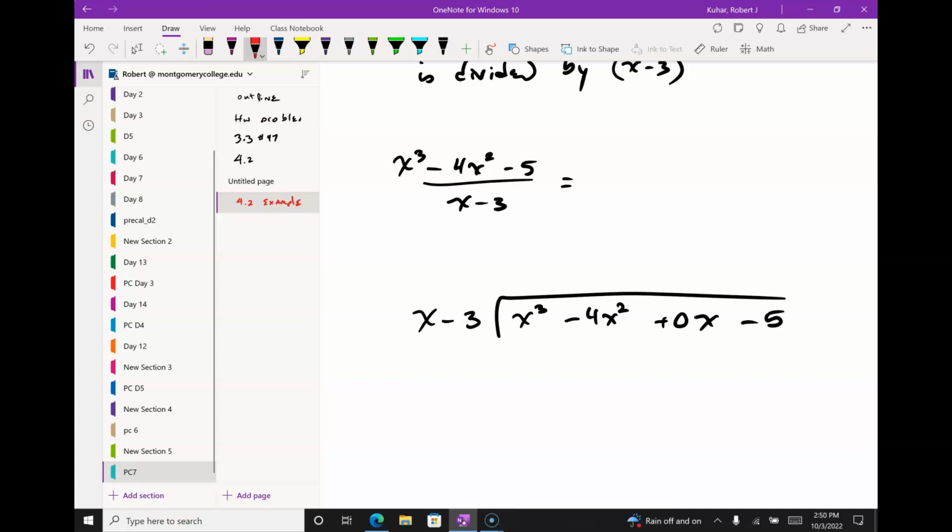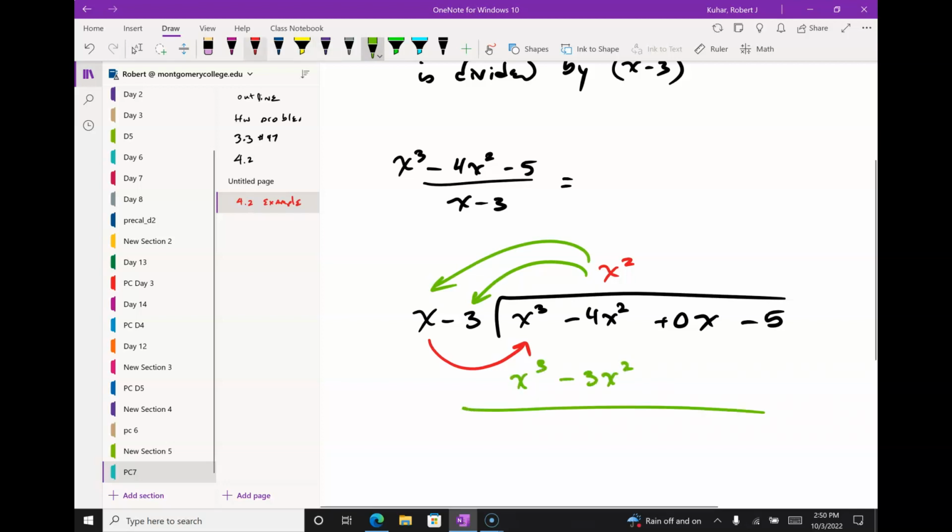I'm asking, does x times what goes into x cubed? Nice. X squared. Come back and multiply. Multiply, right? So I get x cubed minus 3x squared. Change my signs and add. Everybody following? Change the signs and add. So the first terms cancel every time. I get negative x squared plus 0x minus 5. How are we doing?